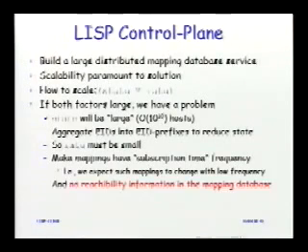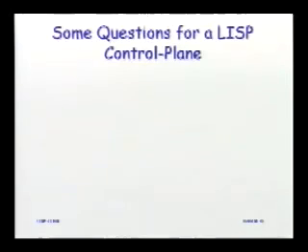Low frequency. And this is key. There's no reachability information in the mapping database. Because if you do that, by the way, you just built another routing protocol. And then all the problems that we have with the routing protocol get imported here. So we've been trying to avoid that.